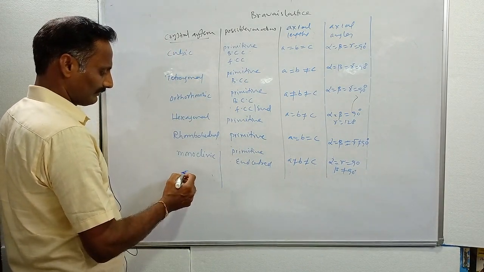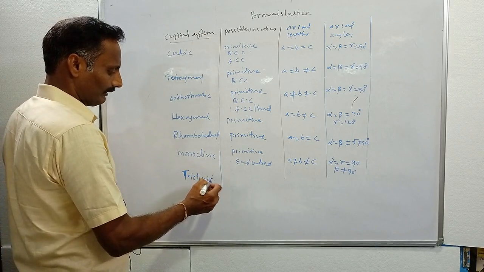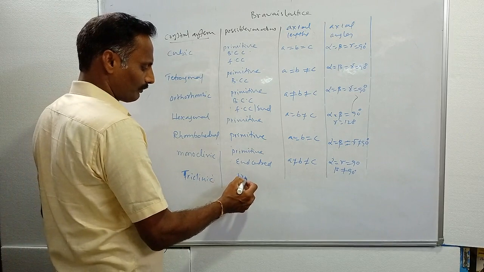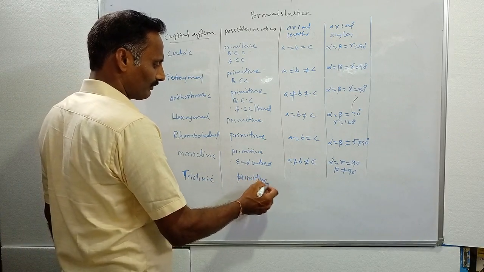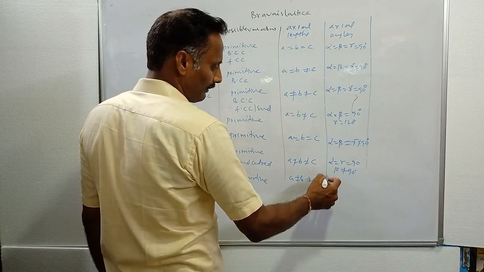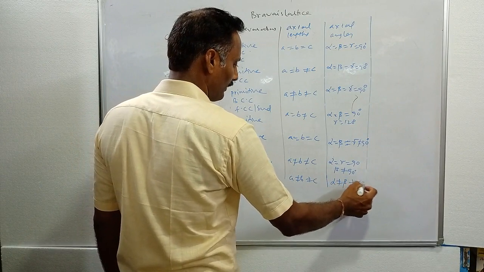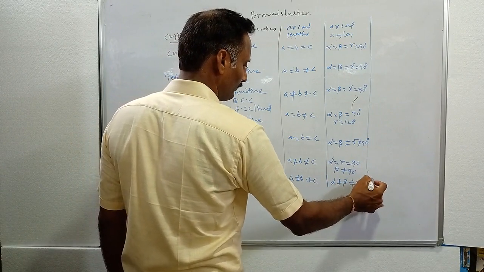Finally, the last one is called triclinic. In a triclinic unit cell, the only possible variation is primitive, and here A not equal to B and B not equal to C, and alpha not equal to beta, beta not equal to gamma, gamma not equal to 90 degrees.